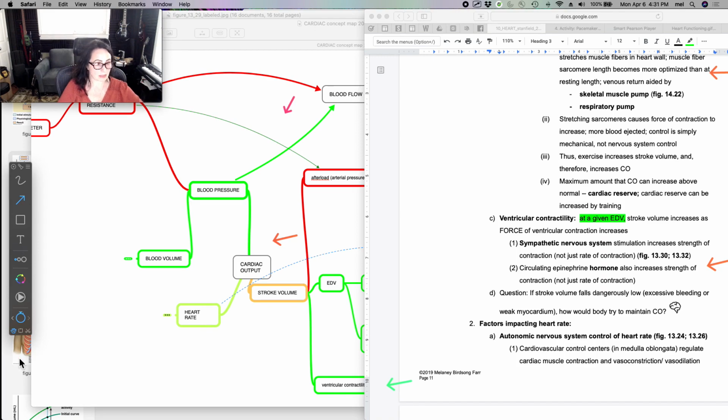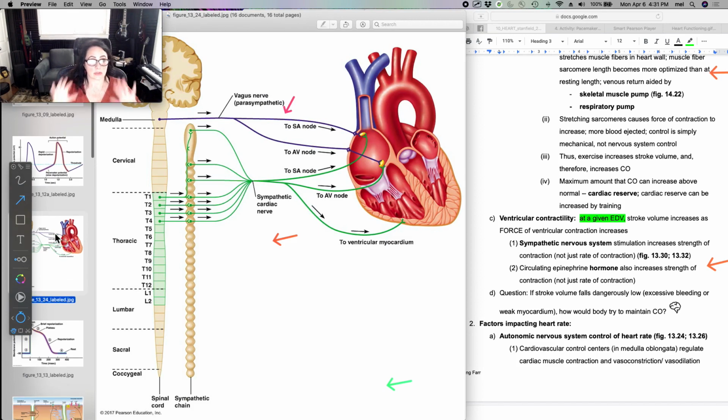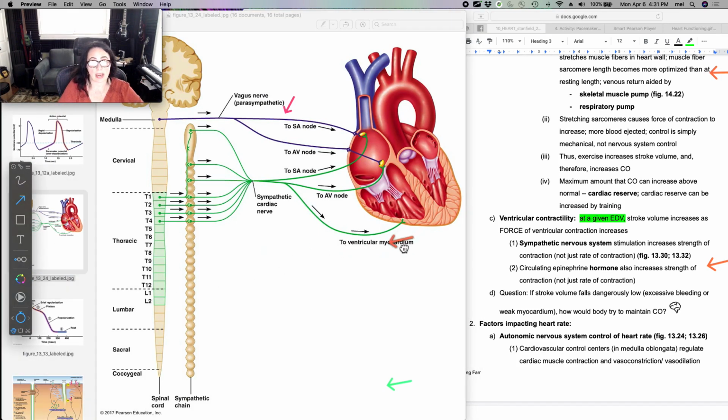And this goes back to a picture we saw before, which was this guy right here. So back to the stuff that we looked at before, which said that, okay, whereas the parasympathetic nervous system in purple here only goes to the SA node and the AV node, the sympathetic nervous system goes to the SA node, AV node, and to the wall of the ventricle. Do you see that? Okay, and to the wall of the ventricle right here.